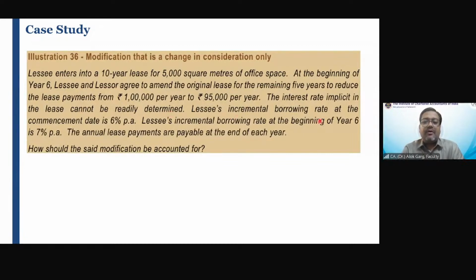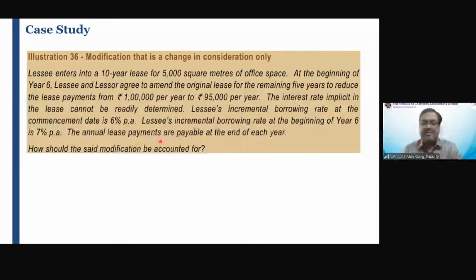Lessee's incremental borrowing rate at the commencement date is 6% per annum. Lessee's incremental borrowing rate at the beginning of year 6 is 7% per annum. The annual lease payments are payable at the end of each year. How should the said modification be accounted for?